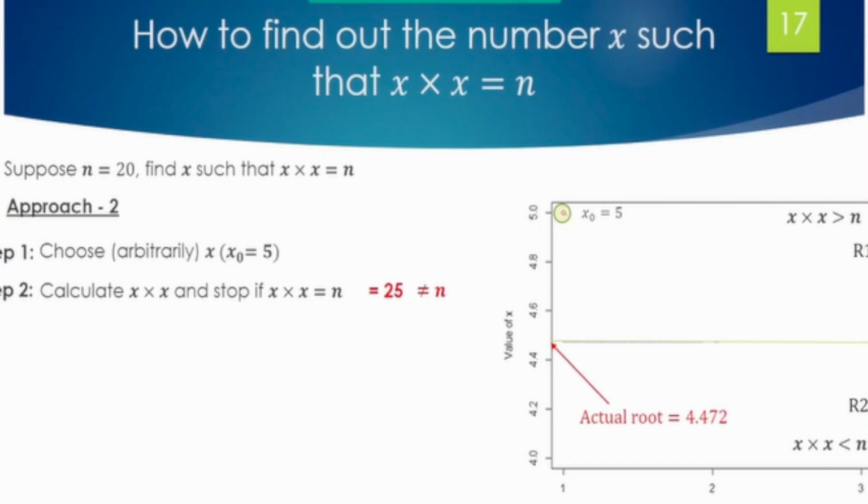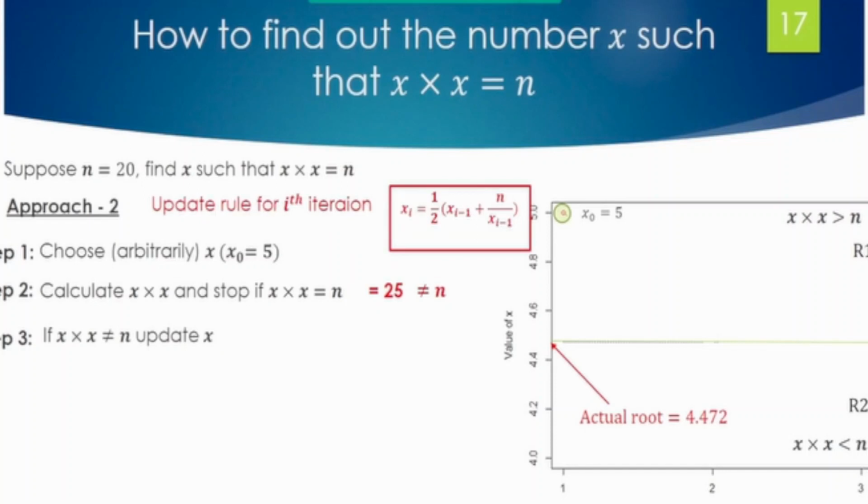So we need to proceed further. Therefore, step 3 is to update the x for the betterment, right? We should get a more accurate value of x, which is closer to the actual root. So in this case, we will use the updation rule, something like this. Now if we use this updation rule, let's calculate the value of x in the next iteration.